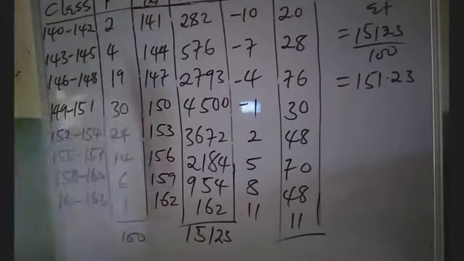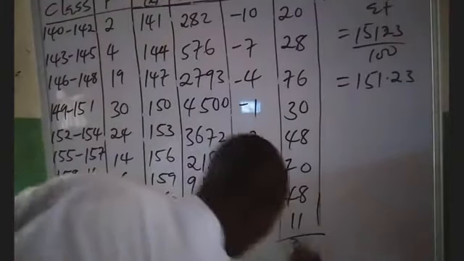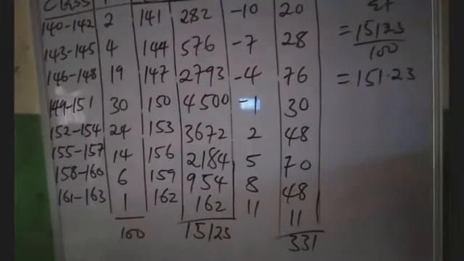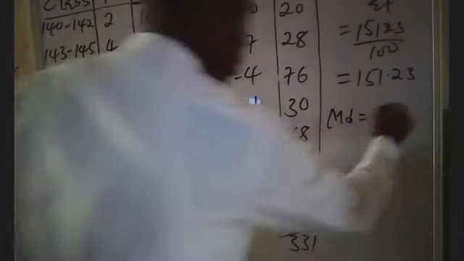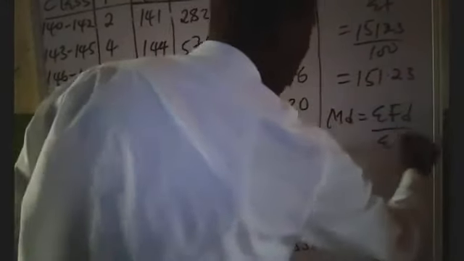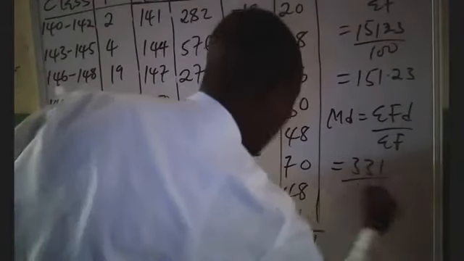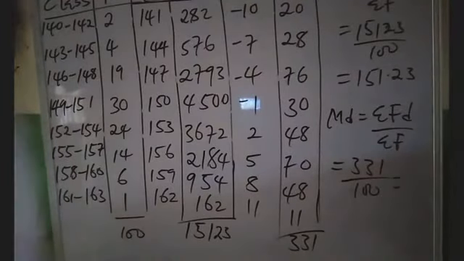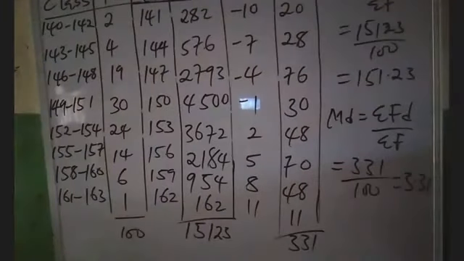If we take the sum of the deviation, that will give us 331. That will be the sum of the deviation. And for us to get the mean deviation, MD is equal to what? Sigma fd over sigma f. That will be equal to 331 divided by 100, and that will give us 3.31. So the mean deviation is 3.31.